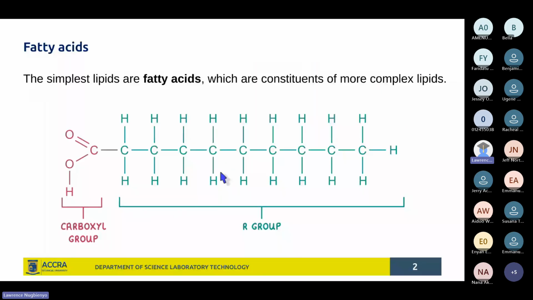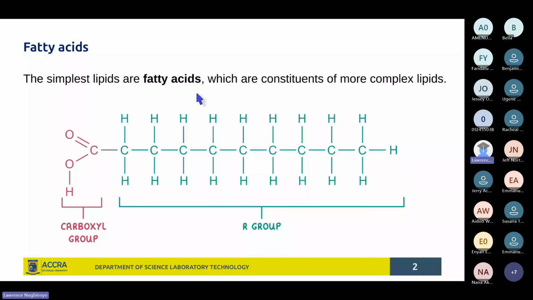So first of all, what are lipids? These are what you simply refer to as fats and oils. And the simplest of the lipids that you come across are the fatty acids. It's just like how we say that the building blocks of, say, carbohydrates are monosaccharides. Building blocks of proteins are amino acids. The same thing when you talk about lipids, the building blocks are the fatty acids.